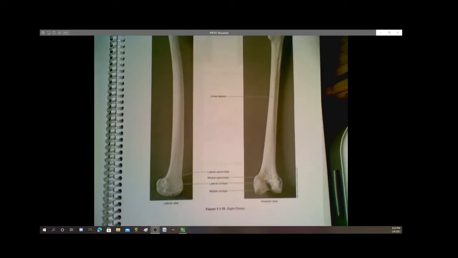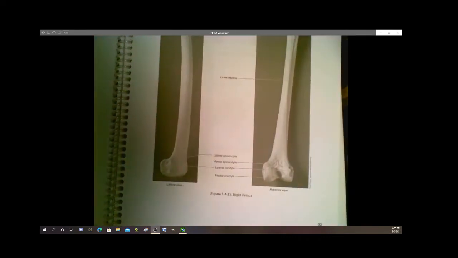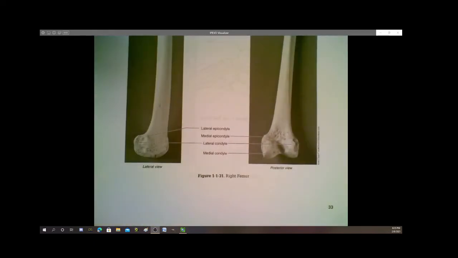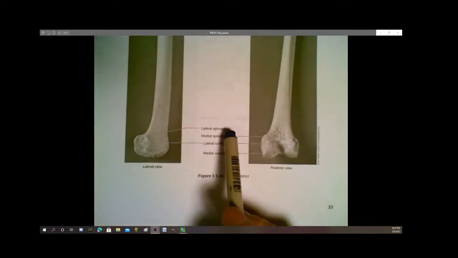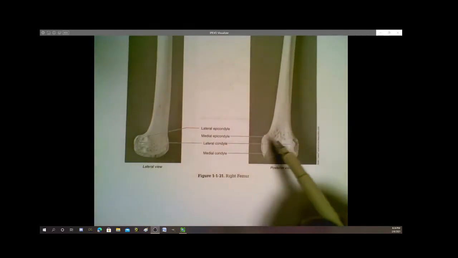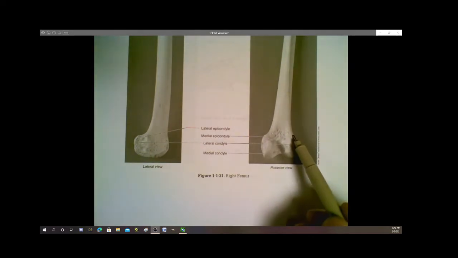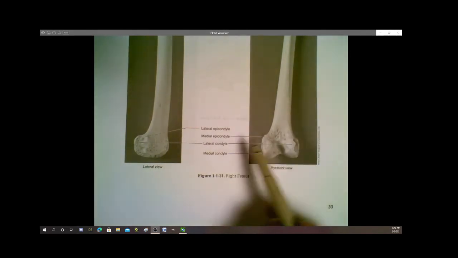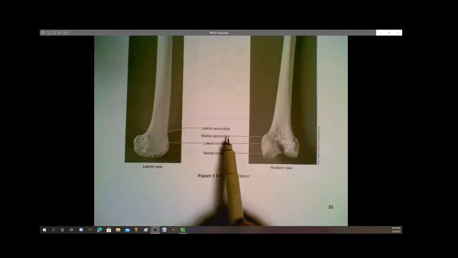Now, down at your knee, we've got some typical structures, just like our humerus. The condyles are the rounded knobs at a joint. And then there are some bumps above the condyles. So if you notice, this has this bump right here, and then there's a bump on the outside. So the inside bump and the outside bump, they're called epicondyles.